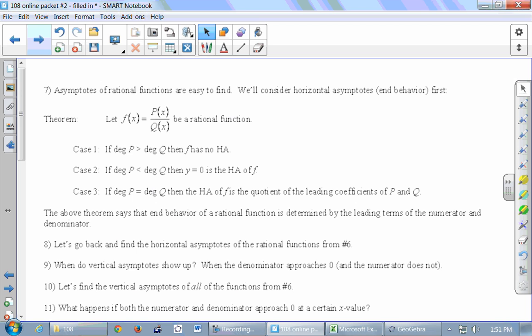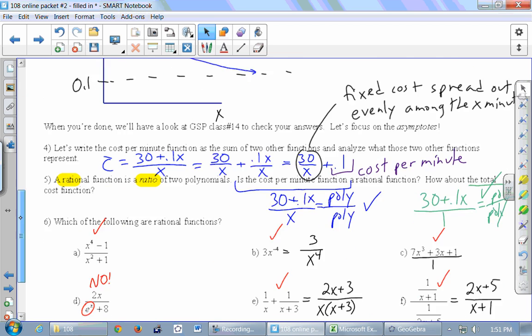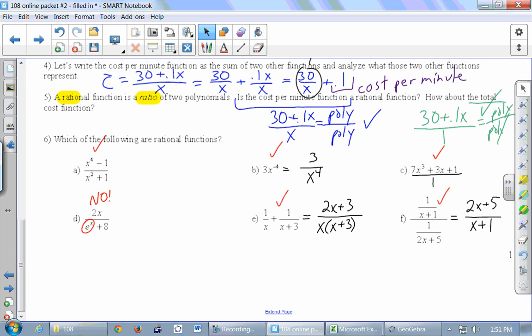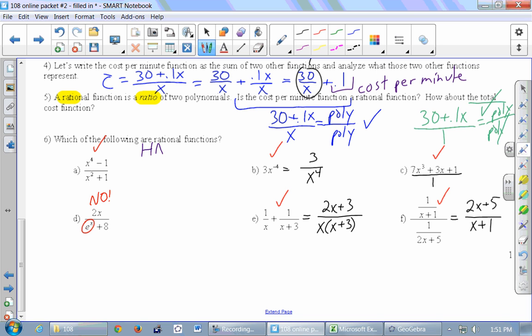The above theorem says that end behavior of a rational function is determined by the leading terms of the numerator and denominator. Number 8. Let's go back and find the horizontal asymptotes of the rational functions from number 6. So back on the previous page, looking at the rational functions, we're looking for the horizontal asymptotes. So I'm going to make a little column here, horizontal asymptotes for each of these rational functions.